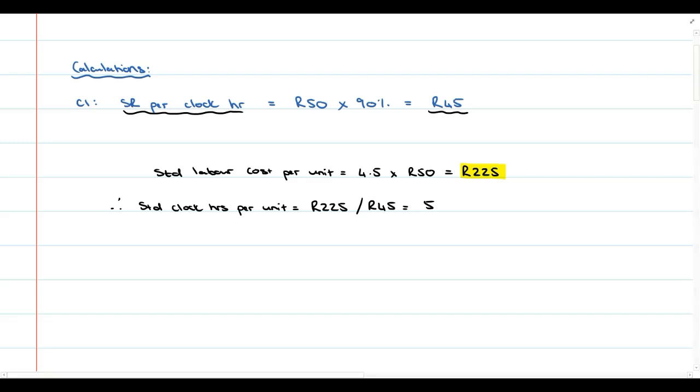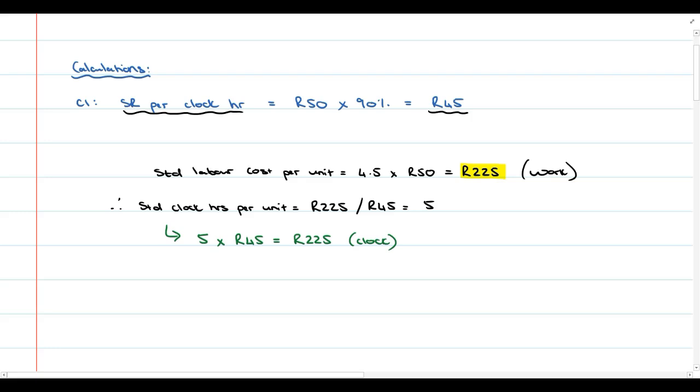And you can test the logic, guys. Look at the logic of this. According to the standard, it should take 5 clock hours to produce a single unit. The standard rate per clock hour is 45 Rand, and that gives me a unit cost of 225 Rand. So that's obviously using clock information. Using work information, we get exactly the same standard cost per unit.